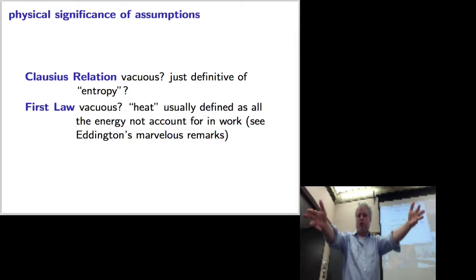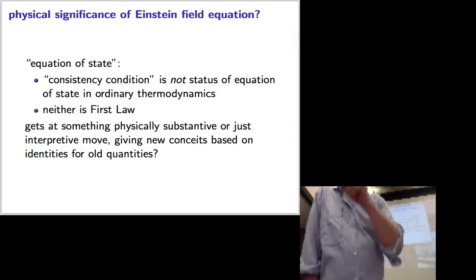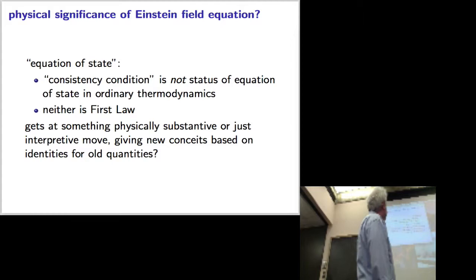Eddington has a really lovely remark in his mathematical theory of relativity. He says the mathematicians have now defined energy to be that quantity which is conserved with respect to, a little anachronistically speaking, a time translation symmetry. That approach has turned out to be unfortunate in the light of recent developments. And by recent developments, he means GR, because you can't do that in GR. So then, what is the physical significance of the Einstein field equation as a result of these derivations?